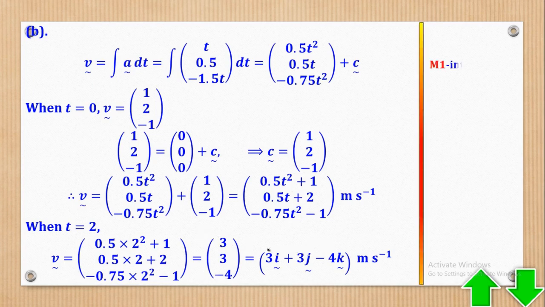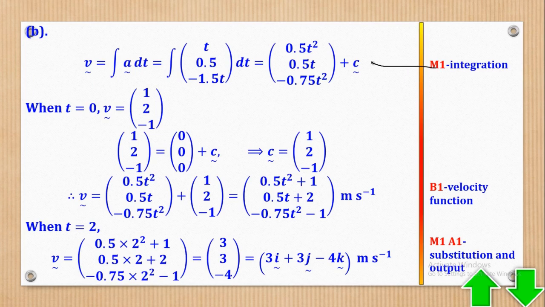Now before we go to the next slide, let's see how marks can be awarded. M1 for integration, and this constant of integration must be seen. B1 for the velocity function, M1 for substituting the value of t, and A1 for the velocity which they want.